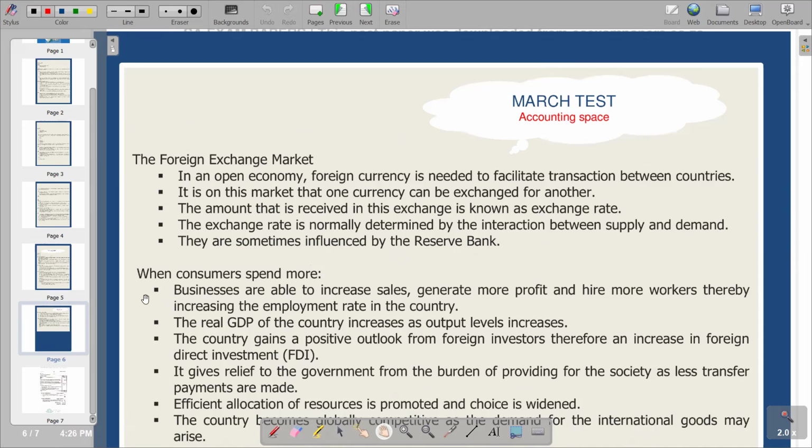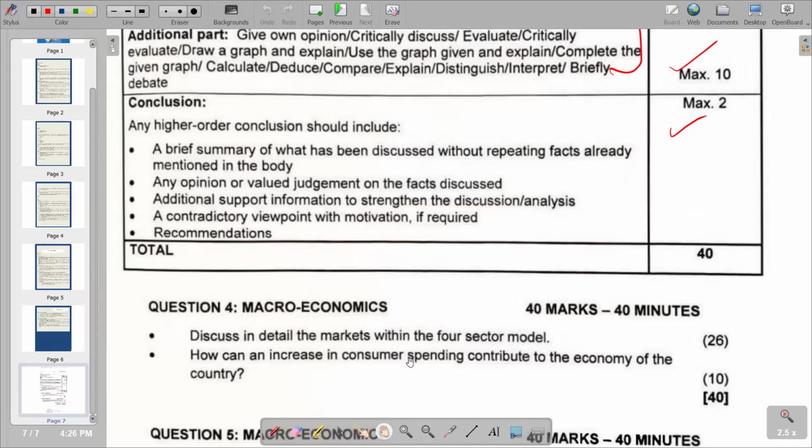And then we go to the additional part. Remember, the additional part reads: how can an increase in consumer spending contribute to the economy of the country? When consumers increase their spending, it's going to lead to positives. An increase in spending is going to lead to an increase in demand for goods and services in the country. In that case, revenue is going to increase for the businesses that we have in the local economy.